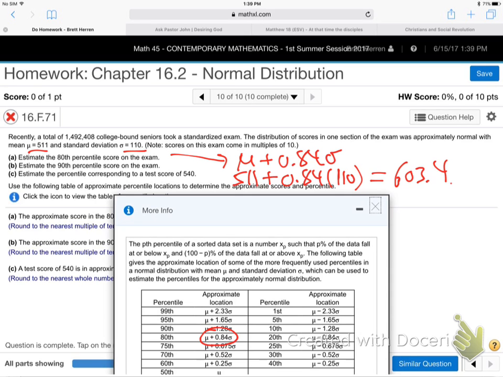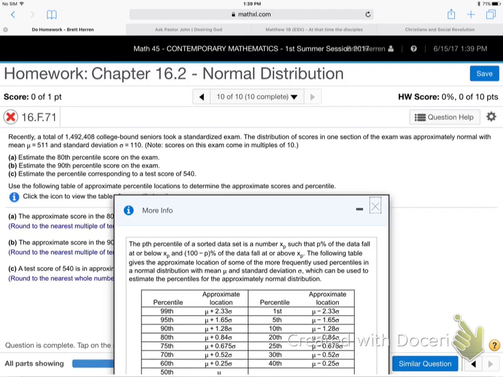Let's do part C though. That'll be a little harder. You okay if I flash off that? We good? All right, part C. A test score of 540 is what percentile? It's a backwards thing. They're giving me the test score now. That's not a percentile, whereas A and B were percentiles. C says estimate the percentile, find the percentage that goes with a score of 540.